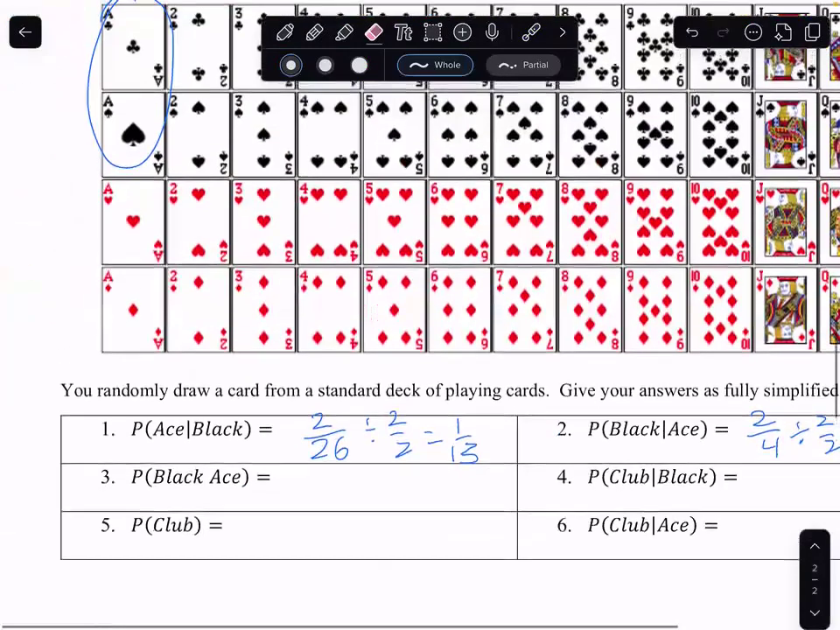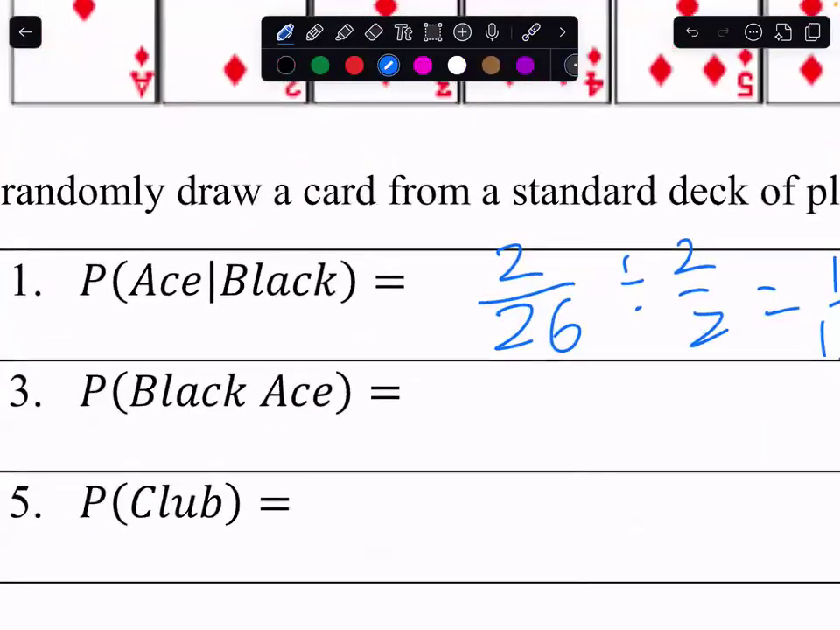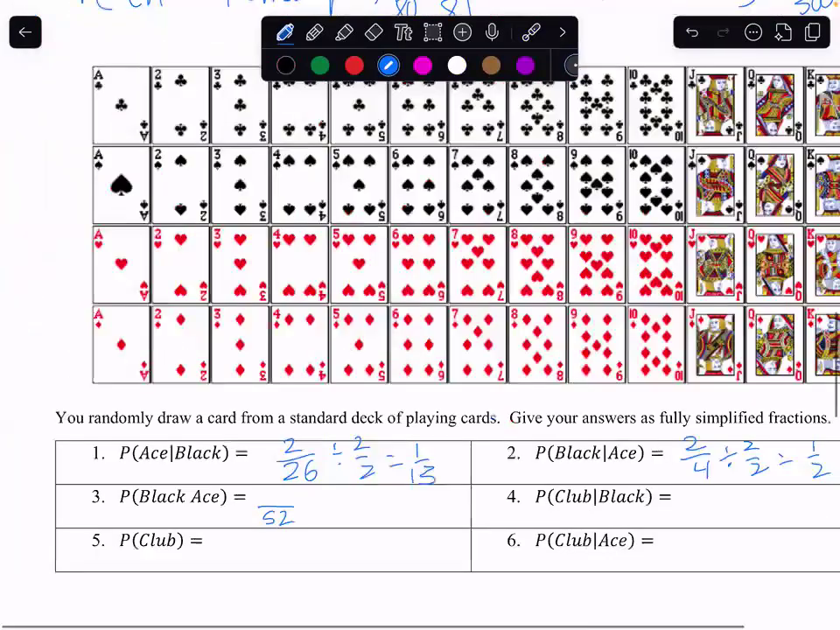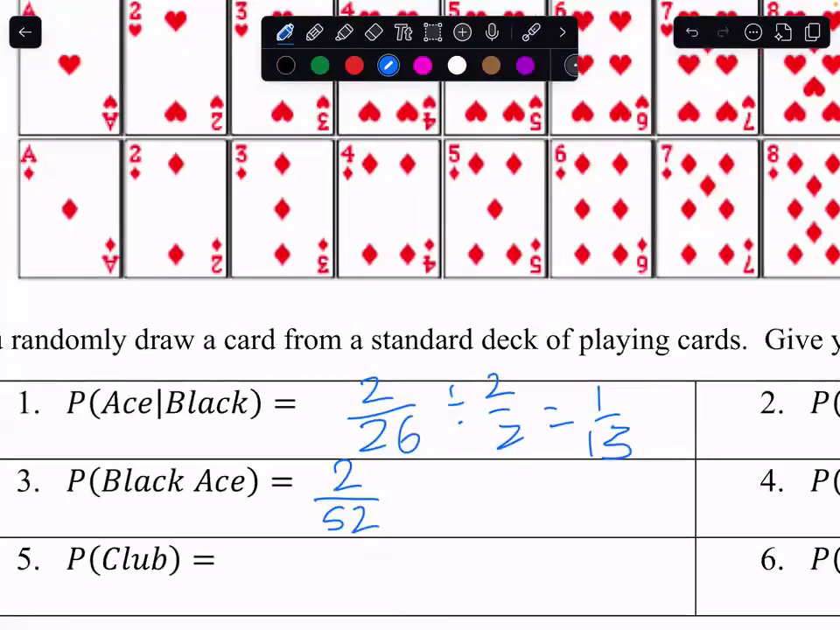Okay, 3, probability of a black ace. Here, there's no condition, there's no bar. So you're drawing from all 52 cards again. Of those 52 cards, 2 are both black and ace. That reduces to 1 out of 26.